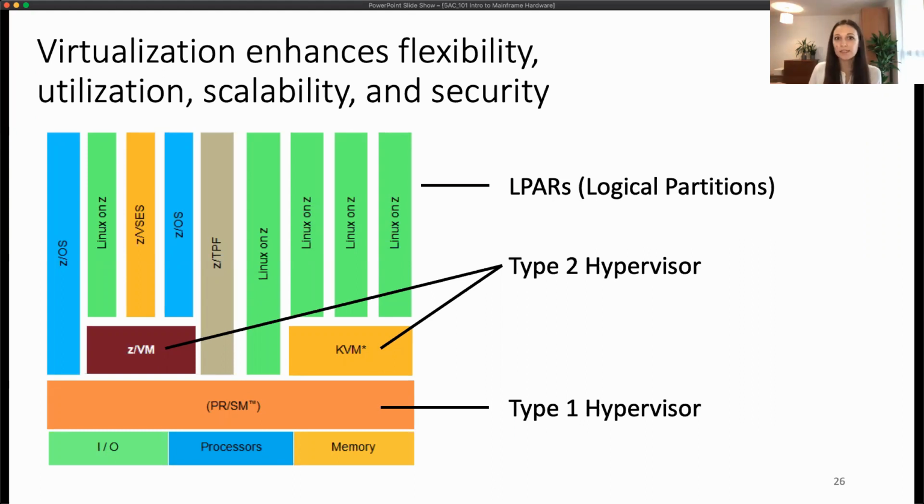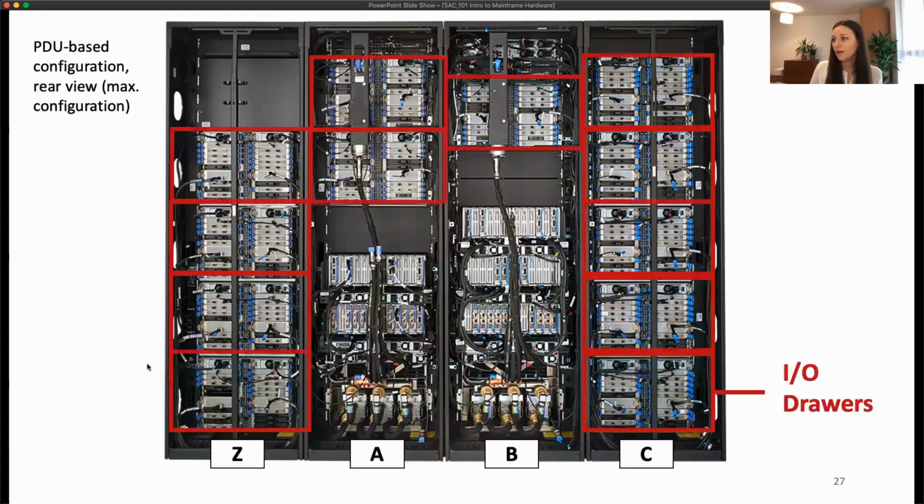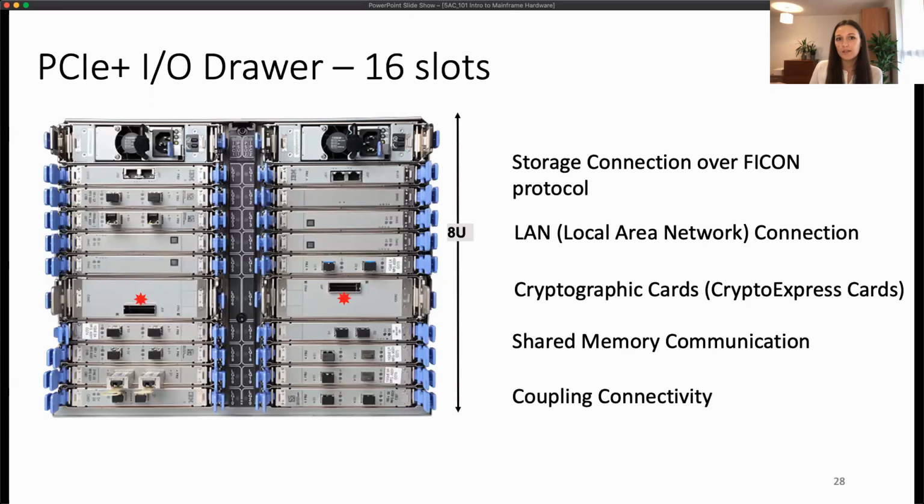So now let's take a closer look at the I/O drawer. This is a photograph of the I/O drawer, and there are 16 slots. This is really where all of the input and output devices live, for example your crypto cards, your network cards, and compression cards. You would, for example, communicate via FICON through the I/O drawer to storage or to your local network. So this I/O drawer is really your connection to the outside world.